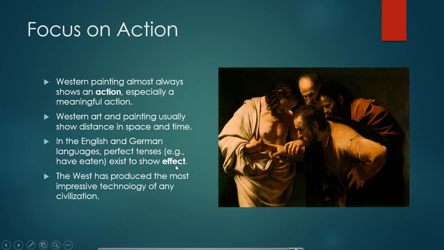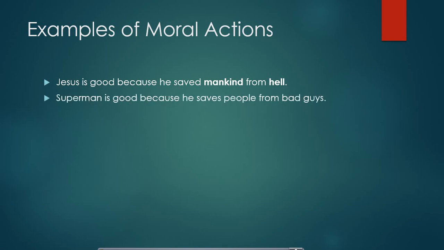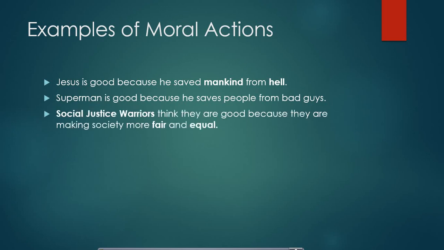So I have just a few examples of moral actions. Jesus is considered good in the West because he saved mankind from hell. Jesus, for Western Christians, is a lot like Superman. He saves people from bad people. Superman and Jesus and all of the heroes in the West are very similar. They go do great things and they save people from bad stuff, usually bad guys. And modern social justice warriors think they're good because they're making society more fair and equal.